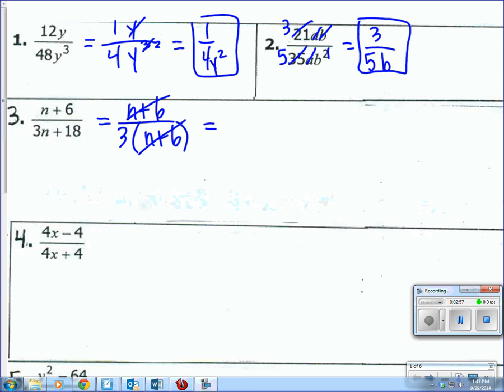And then what's left in the numerator? If it's nothing, what will it always be? A 1, okay? Because it's always 1 times something. So 1 over 3. Okay, and it's not 3 because 3 is in the denominator. So that's why it's 1/3 instead of 3. Okay, let's look at number 4.